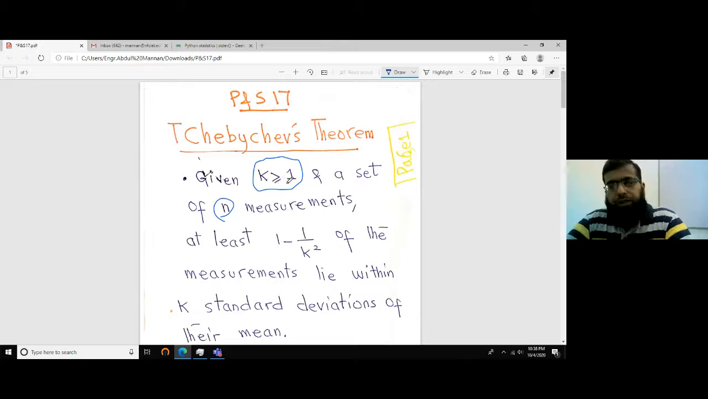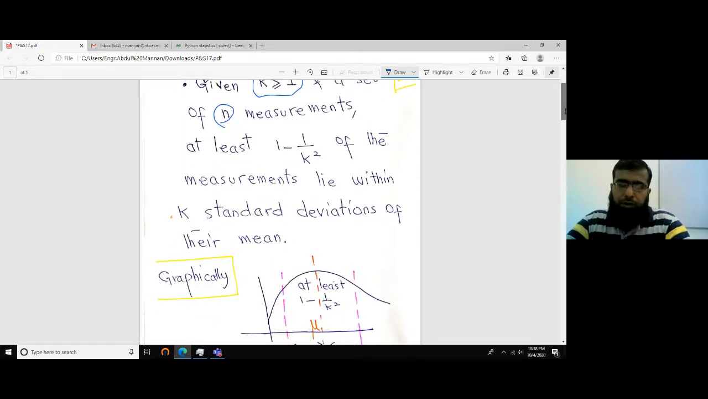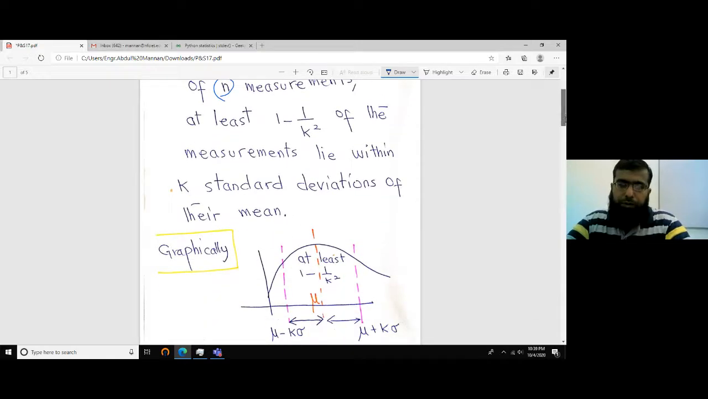So given a number k that is greater than or equal to 1 and n measurements, at least 1 minus 1 upon k squared of the measurements lie within k standard deviations of their mean.